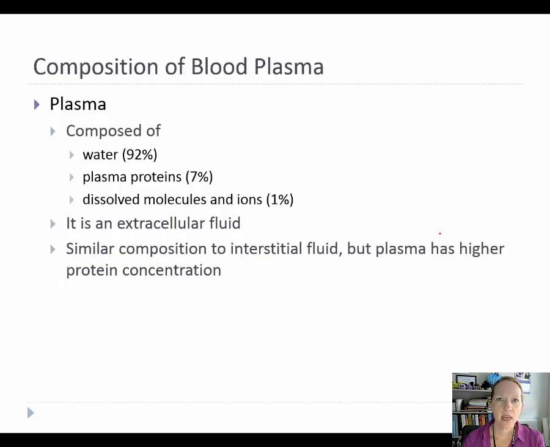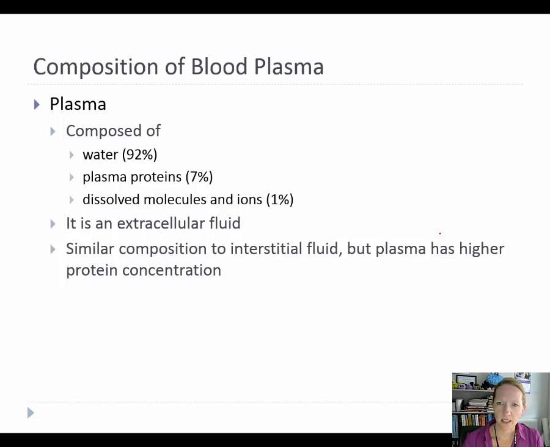So plasma is mainly water, 92% is water. And then you're going to have these things called plasma proteins that are floating around. We're going to go through the different proteins that we find in plasma, about 7%. And the dissolved molecules and ions make up 1%. So this is where you have your hormones and your enzymes and your different ions, electrolytes, gases, all of that good stuff that's going to be found in the plasma.